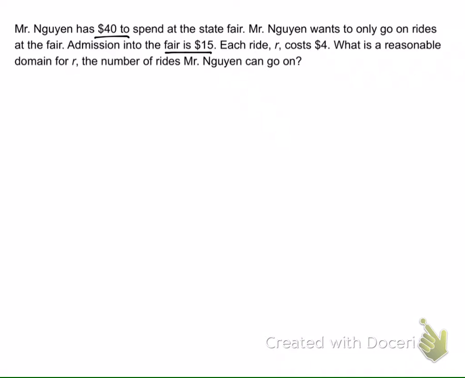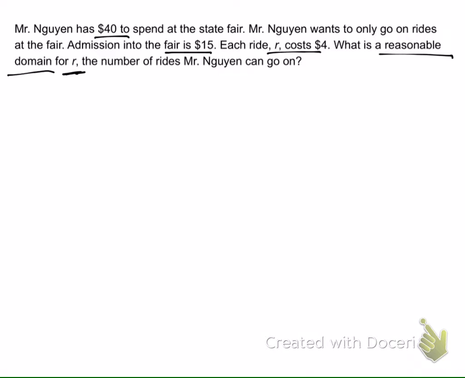Right, so I got $40. I know I got to pay to go in, right? So really, I can't use all $40 to go on rides, right? Okay, well, let's just keep reading on. Each ride costs $4. Then it asks, what is the reasonable domain for R?